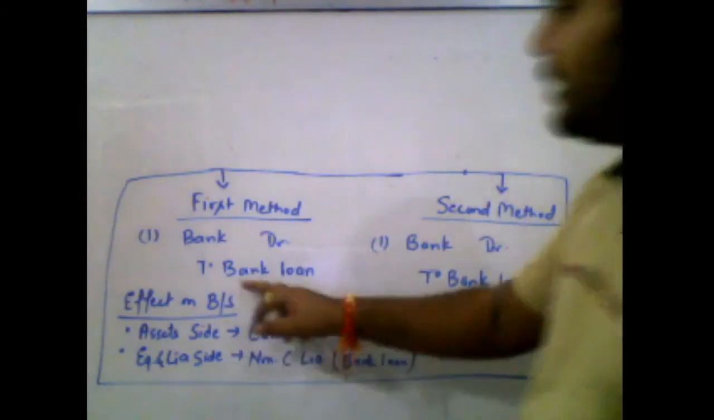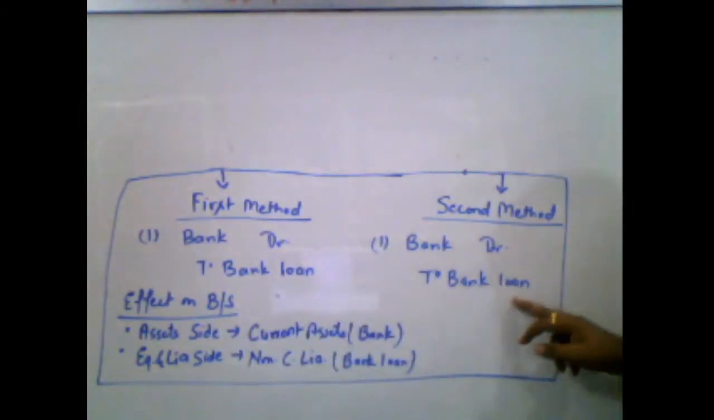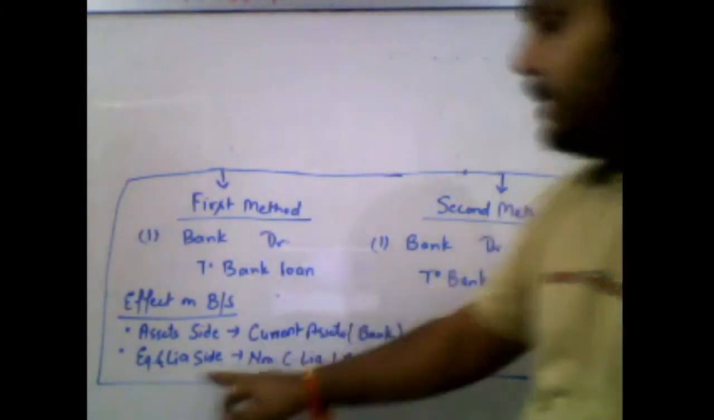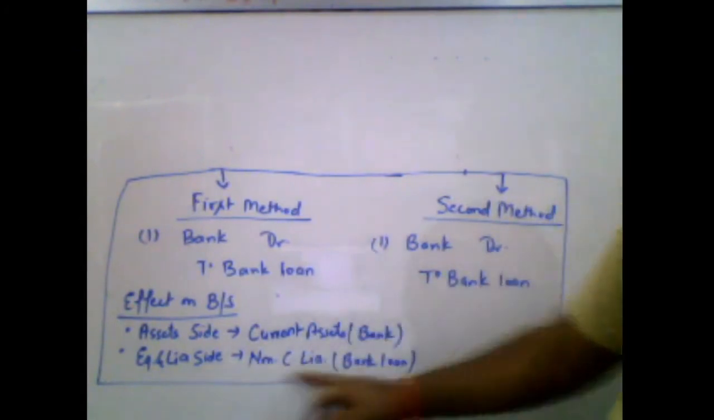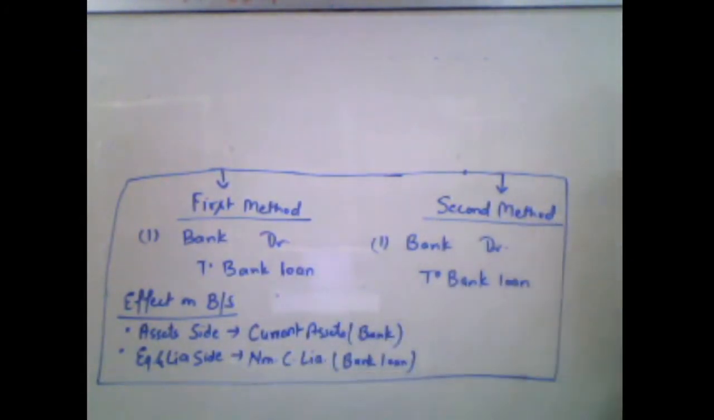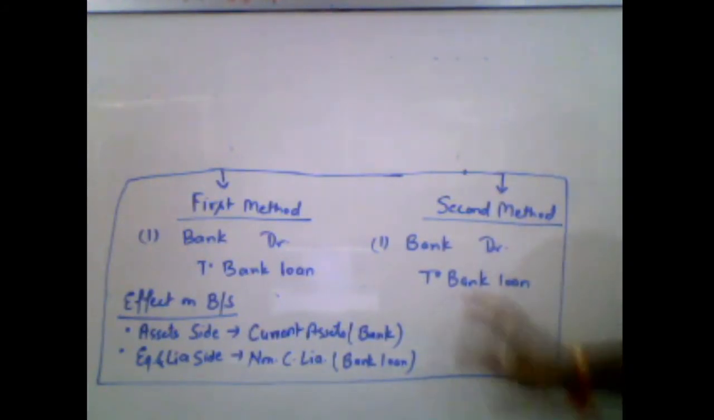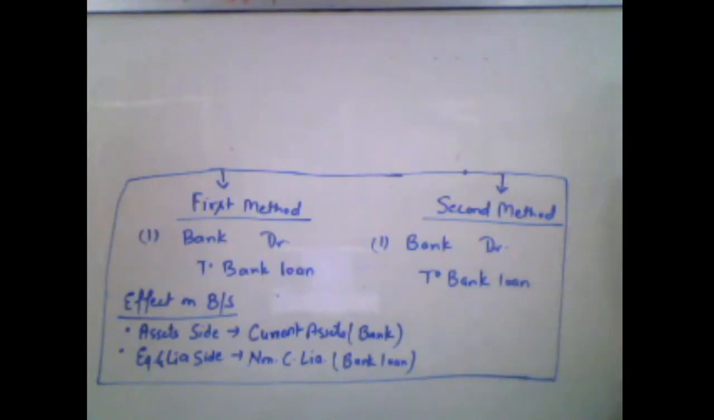और if you are talking about the bank loan, so bank loan will be recorded in the equity and liability side under the non-current liability head regarding the bank loan names. So this is the effect of the first entry on the balance sheet. Now we will discuss the second entry. You know very well, first entry तो compulsory है, वो तो दोनों मेथड में होता है.